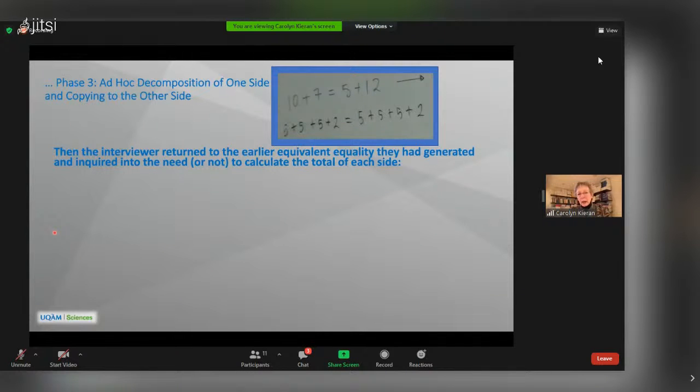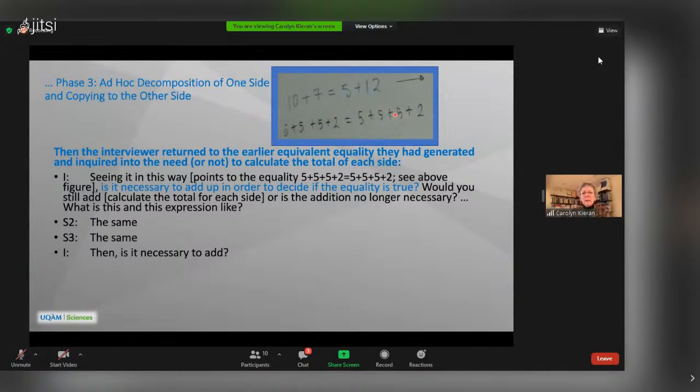The interviewer decided at this point to return to the prior example that they had generated and asked about the need or not to calculate the total of each side when they generated a second equivalent equality such as this one. He said, seeing it this way, is it necessary to add up in order to decide if the equality is true? Would you still add, or is the addition no longer necessary? What is this and this expression like?